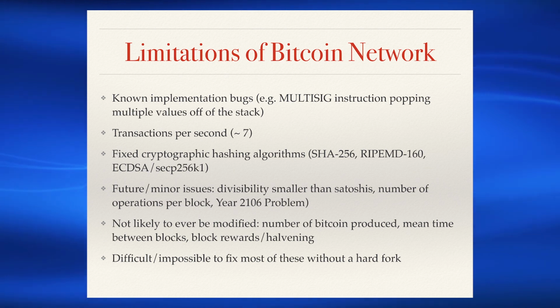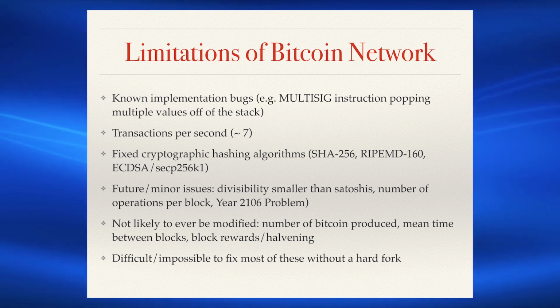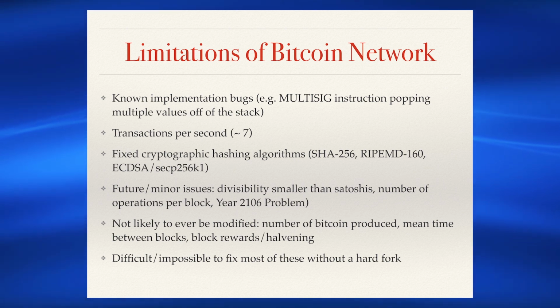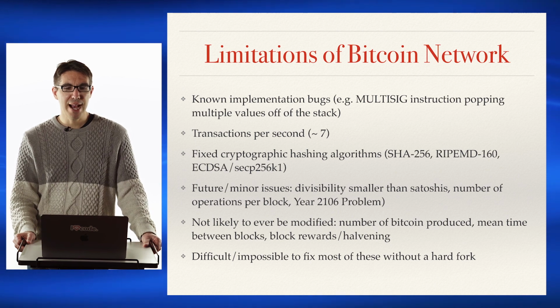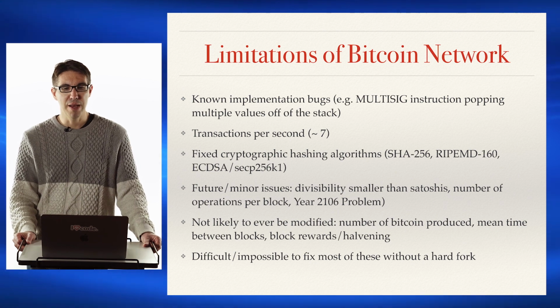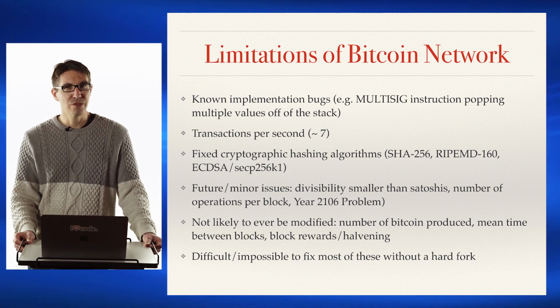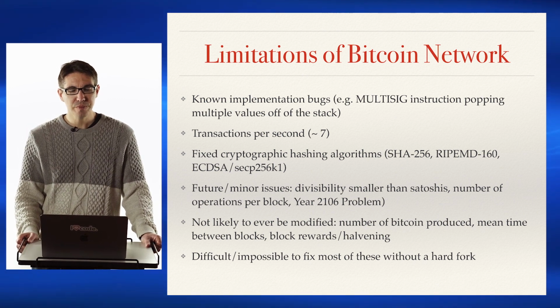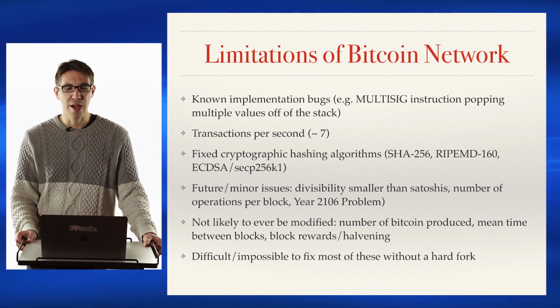We know that the number of transactions on Bitcoin is relatively limited because we have 10-minute blocks and we can only store so many transactions per block. It turns out we have a theoretical maximum of about 7 transactions per second in Bitcoin. We have fixed cryptographic hashing algorithms. So if we determine that there are other hashing algorithms that might be better used, there's really no way to upgrade that absent a hard fork.